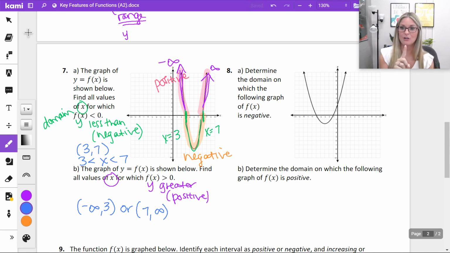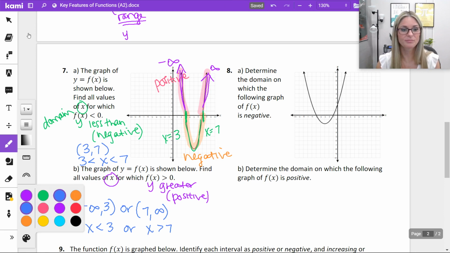So a couple things here. Notice I used parentheses around that negative infinity and positive infinity. We always use parentheses because we can't get to the end of it. I can't include it. So don't ever use brackets there. Always use parentheses around your infinities. And then again, I said we're going to combine those two segments with the word or. And there's a button for you on Delta Math. We can also write it with the set notation, all the x values that are less than 3, or all the x values that are greater than 7.